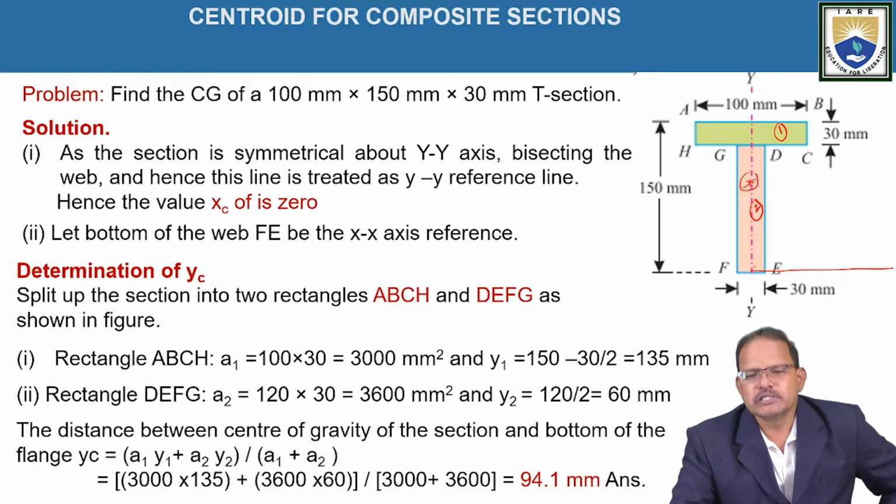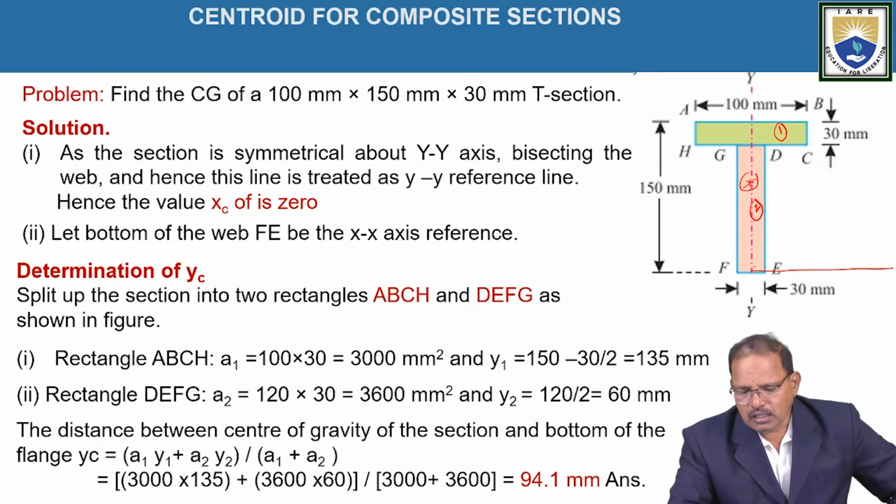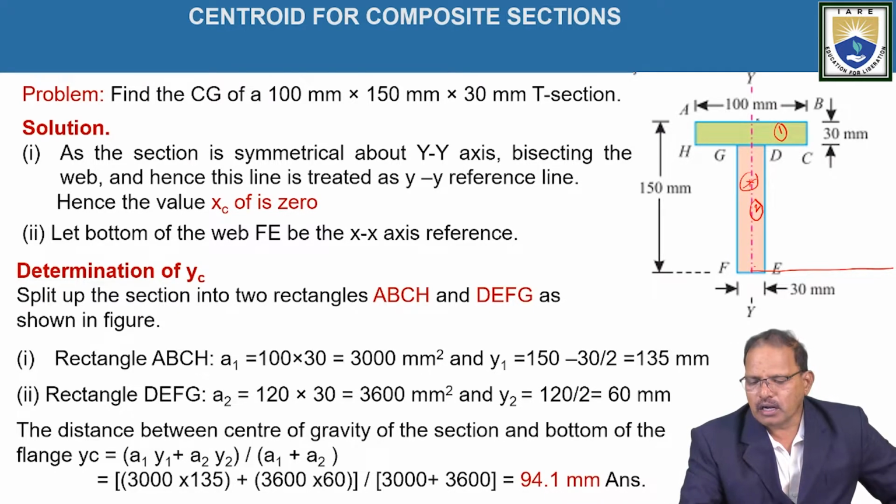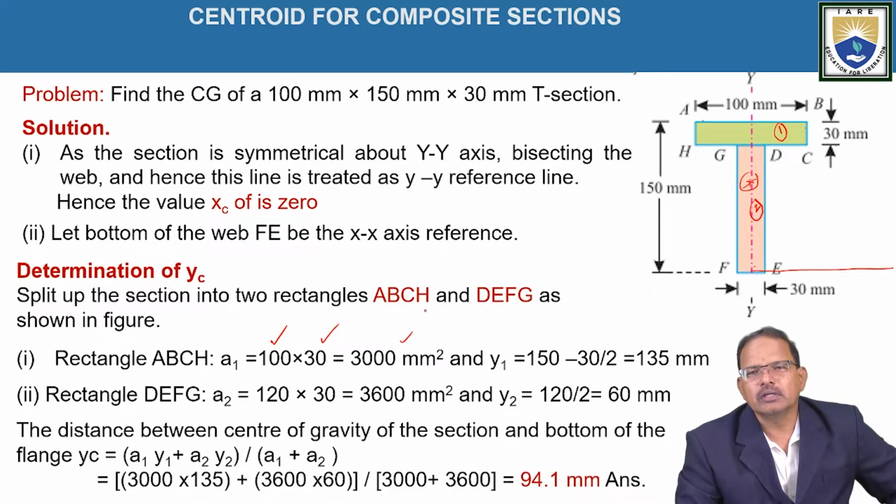Now by using the principle, yc is equal to (a1 y1 + a2 y2) divided by (a1 + a2). According to that, a1 stands for the area of the first rectangle. Here the length is given as 100 mm and the breadth is 30 mm. Hence a1 is equal to the product of length and breadth, 100 into 30, which is equal to 3000 mm square.